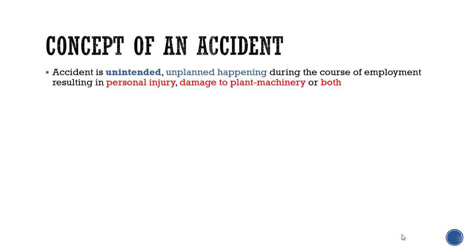So generally it is defined as an unintended activity. Nobody wants this to happen. It is unplanned, nobody expects this to happen. It is completely unplanned. This is the idea about the accident. So apart from personal injury and damage to the plant machinery, because of this accident the production gets affected for the industry, and the completion of activity also gets delayed because of these accidents.